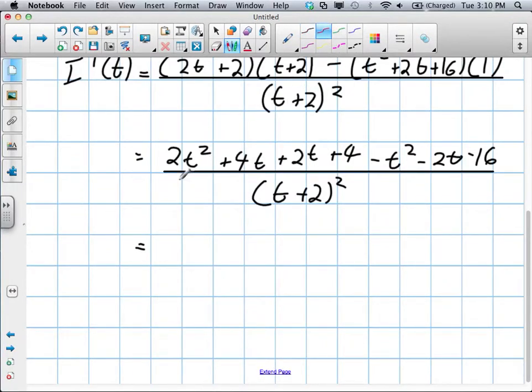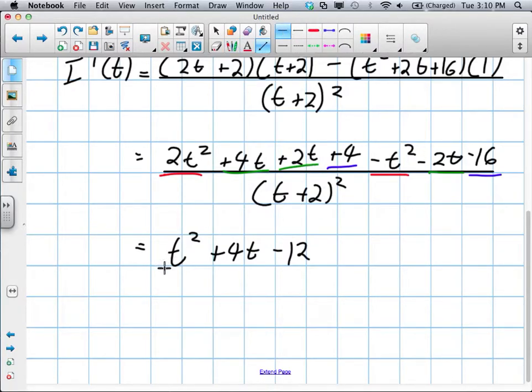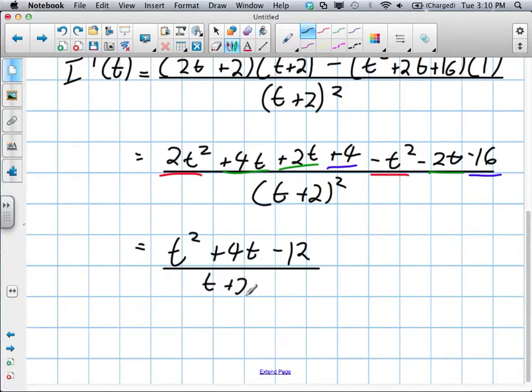Okay, well, let's collect our like terms. We have 2t squared, negative t squared. That's going to give us t squared. We also have 4t, 2t, and negative 2t. That's going to give us 4t. And finally, we have 4 and negative 16. That's going to give me negative 12. So this is the simplified version, over t plus 2 squared. We may even be able to factor out one of these t plus 2's at the bottom, but we'll leave it for now.